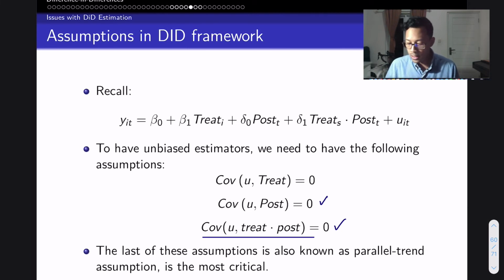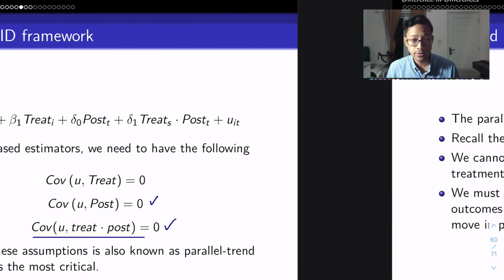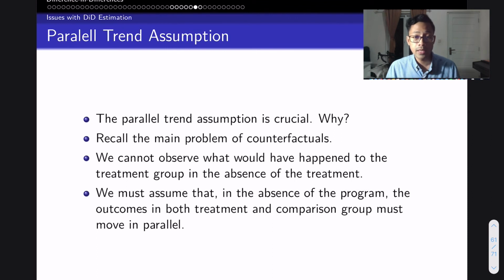Why? Because with all these microeconometrics methods that we're going to learn this semester, what we want to do is obtain a valid counterfactual for each policy evaluation. The parallel trend assumption actually guarantees that you have that counterfactual for the treatment group. And what is the counterfactual? It's the trend for the comparison group, conditional on them having a parallel trend. So we assume that in the absence of the program, the outcomes in both the treatment and the comparison group must move in a parallel manner.